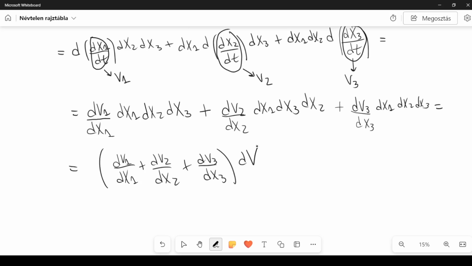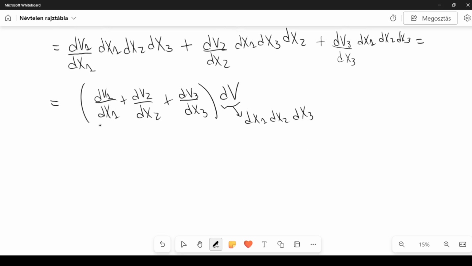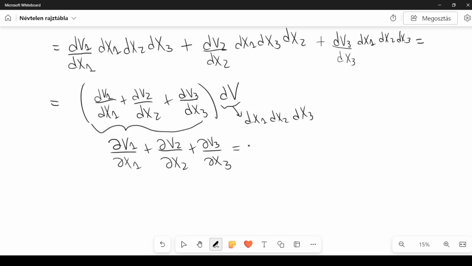So we can write it as dV, where this V represents the volume, not the velocity. So it's dx1, dx2, dx3. And to be more rigorous and more formal, these would actually be partial derivatives, because each of these components of the velocity might depend in general on x1, x2, x3, all of them. And therefore these total derivatives are actually partial derivatives. So this would be ∂v1/∂x1 plus ∂v2/∂x2 plus ∂v3/∂x3, and this would be the divergence of the velocity times dV.